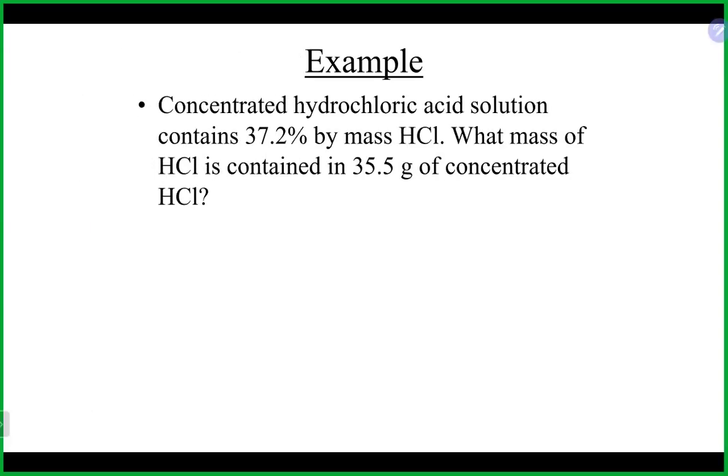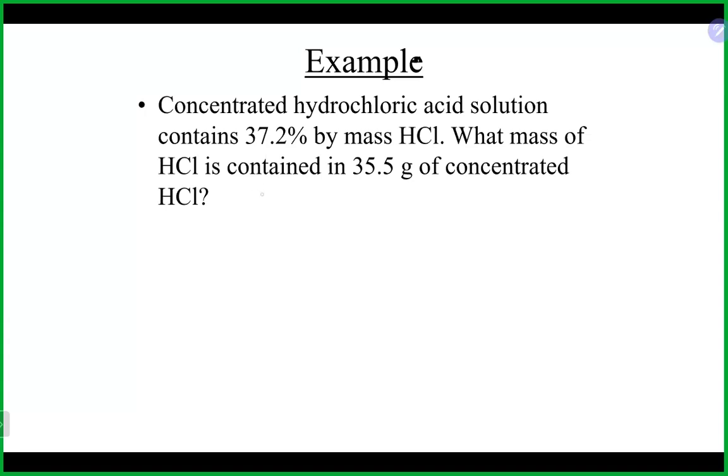Concentrated hydrochloric acid contains 37.2% by mass HCl. What is the mass of HCl in 35.5 grams of concentrated hydrochloric acid? So we're looking for the mass of the HCl in this case. So give it a go, see what you come up with. Okay, let's take a look.